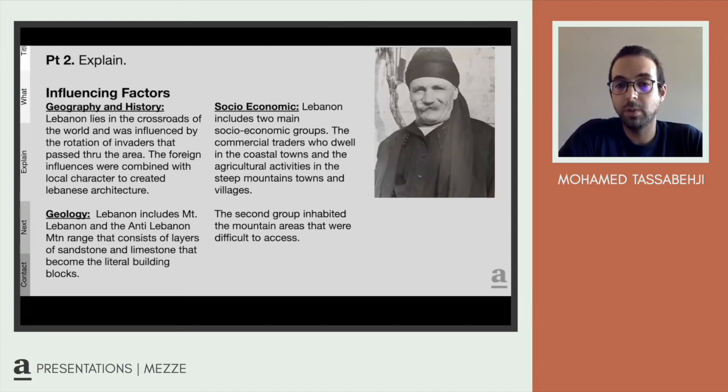And then finally, the socioeconomic reasons for how architecture develops in the country. So there were two groups in Lebanon. One that was commercial traders, folks who basically dwelled in the coastal towns, and then more agricultural activity with mountain dwellers who lived in the steep mountains that are difficult to get to, difficult to build in, that we'll see how that affects the architecture.